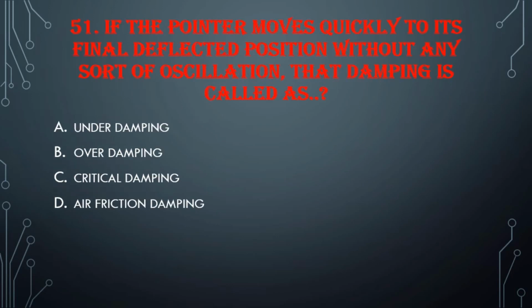The next question for you all, my friends, is: if the pointer moves quickly to its final deflected position without any sort of oscillation, that damping is called as. The options are A. Under damping. B. Over damping. C. Critical damping. D. Air friction damping. And your time starts now.